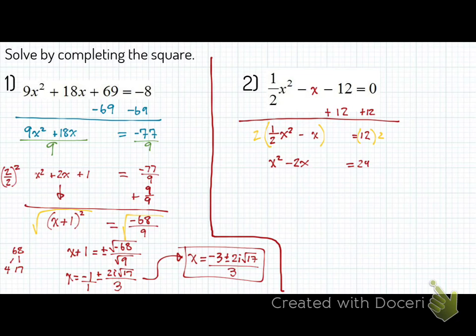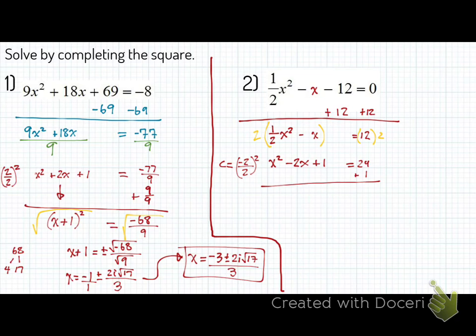So now we're going to take this b, take half of it, and do a side problem. Make a c. C is going to be equal to negative 2 divided by 2, and we're going to square it. Negative 2 divided by 2 is negative 1. Negative 1 squared is positive 1. I'm going to put a plus 1 here and a plus 1 here underneath.